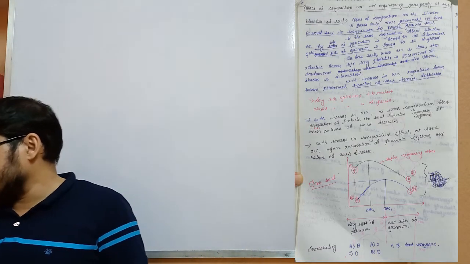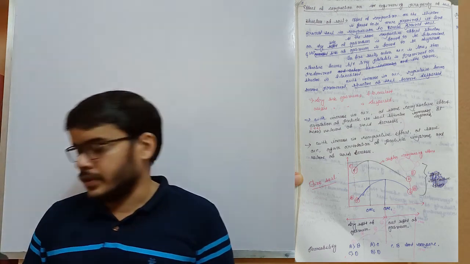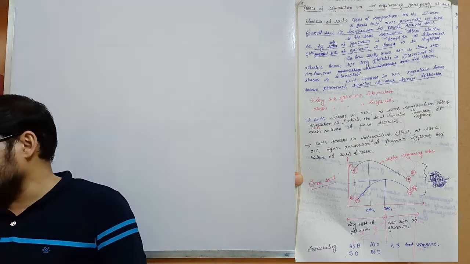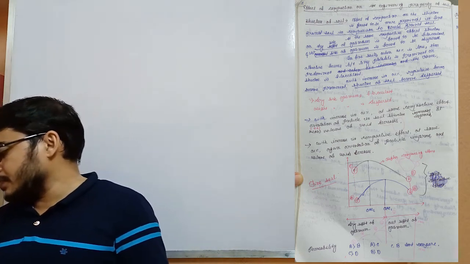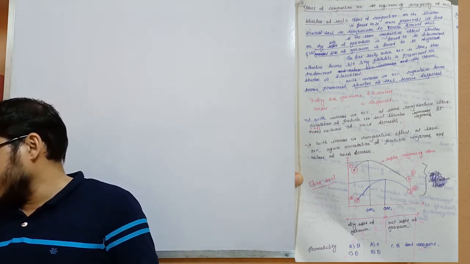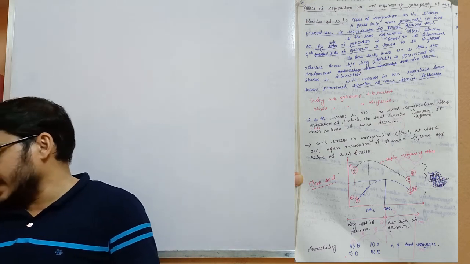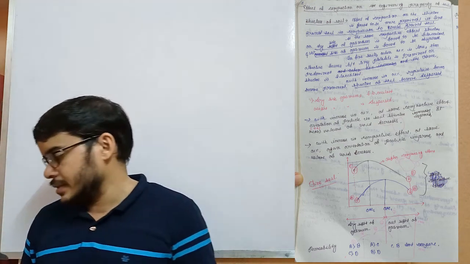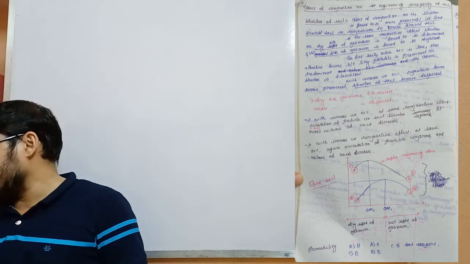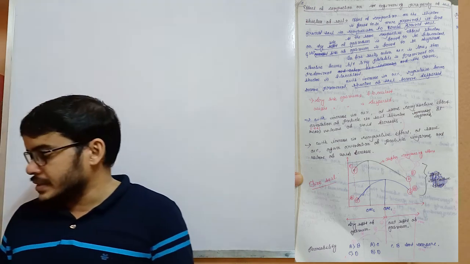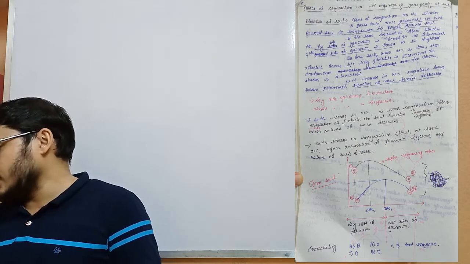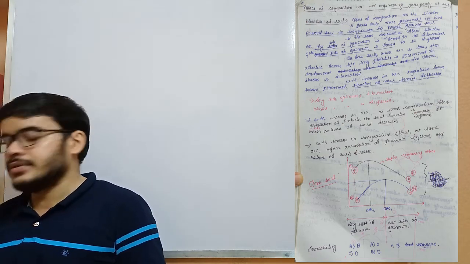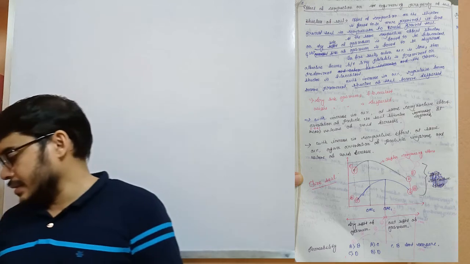And now complete this note. Effect of compaction on engineering properties of soil. First is structure of soil. Effect of compaction on structure is found to be more prominent in fine grained soil in comparison to coarse grained soil. At the same compacting effort, structure on dry side of optimum is found to be flocculent and wet side of optimum is found to be dispersed.